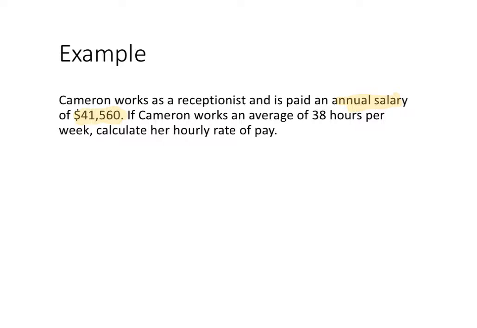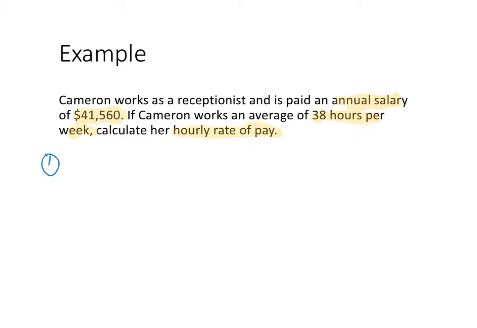In our last example, Cameron works as a receptionist and is paid an annual salary of $41,560. If Cameron works an average of 38 hours per week, calculate an hourly rate of pay. So we want to calculate how much Cameron will get paid per hour based on his annual salary of $41,560. Now to calculate that hourly rate of pay, there's two calculations we need to do. First, we need to calculate how much Cameron's going to earn per week. And then once we calculate his salary per week, we can then calculate his salary per hour.